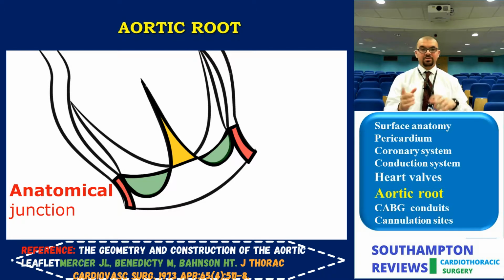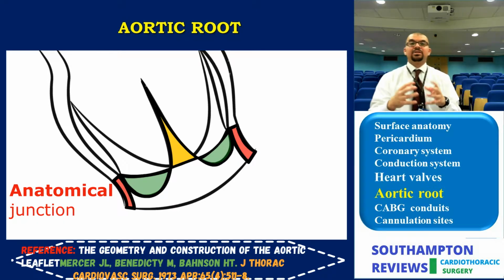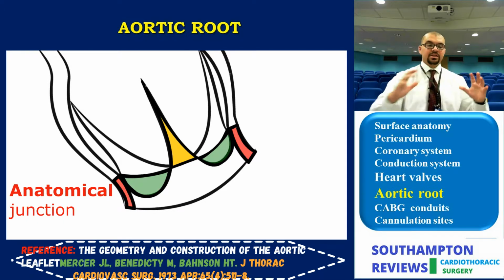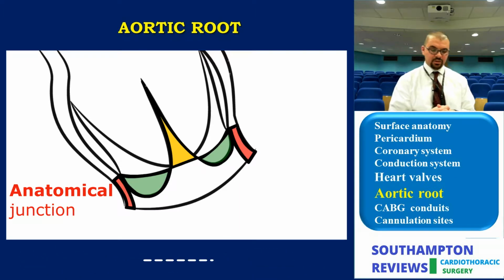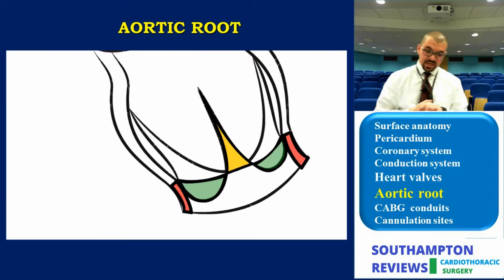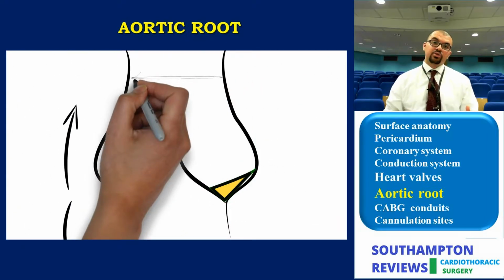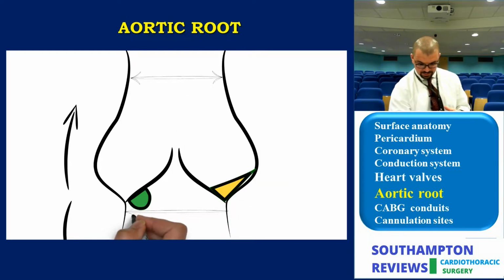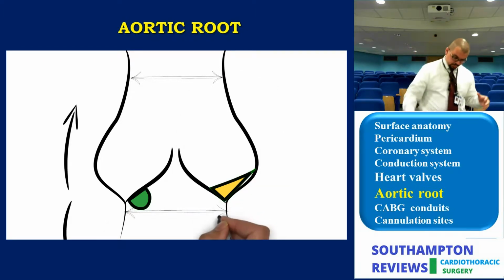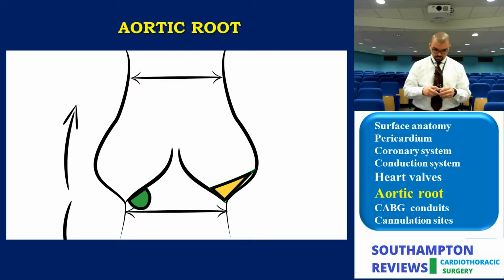Of course, the tube graft needs to be bigger, and we'll explain why now. But you managed not to create these 3 physiological sinuses and yet not affect the competence of the valve. Next point is the sinotubular junction. The sinotubular junction is slightly smaller than the aortic root, about 15%.